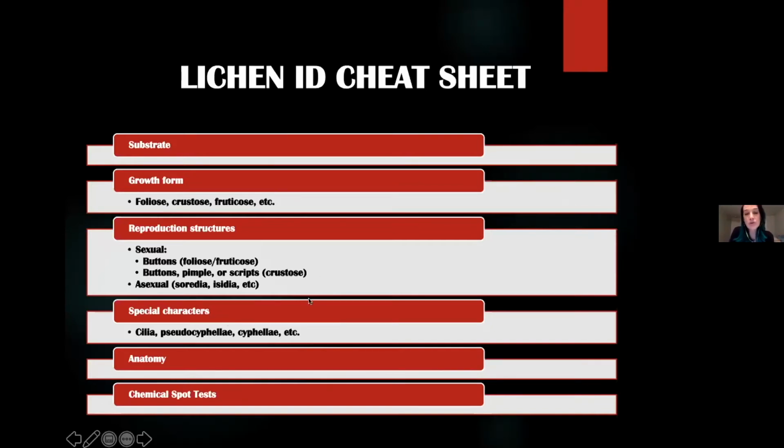Usually for a lot of the macro lichens, so these big showy lichens, you can already get to a name. However, for crustose lichens, you usually need anatomy for that. Chemical spot tests are very variable, and there are some groups where you're able to really narrow down the species, while for some you need chemical tests.